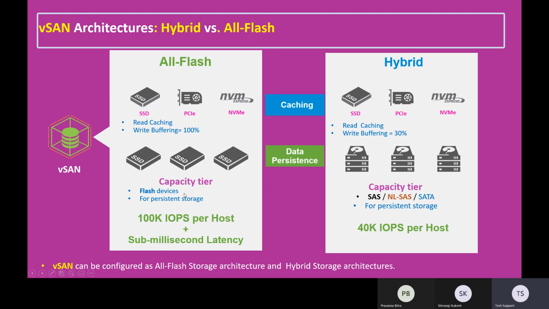And also in our capacity tier, all flash, all SSD, means its speed is 100K IOPS per host. And this is always recommended for production scenarios. If your customer does not have much budget for SSD, you will go for a hybrid mode. Obviously in hybrid mode, the performance will be less, 40K IOPS only per host. Okay.